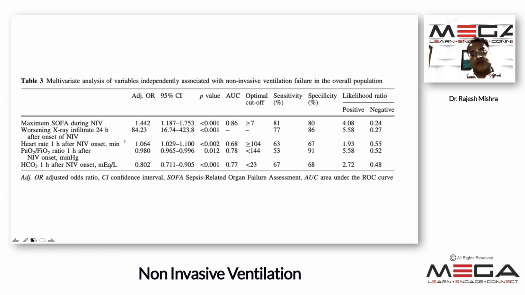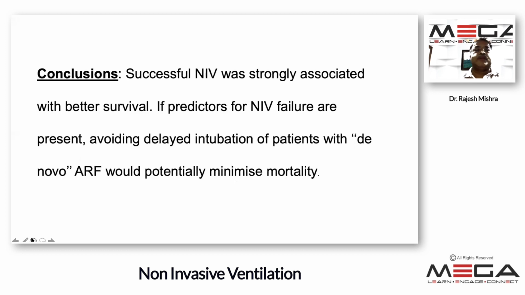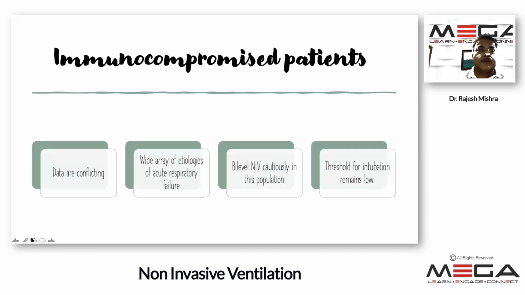But in a selected group of patients, NIV can be successful if they are not very critically ill, their other parameters are stable and they are able to clear secretions. So for pneumonia, initially there was a big no, but now in selected patients who are alert, conscious, can clear secretions, and whose other scores are not very high, NIV can be tried. Immunocompromised patients, initially it was thought that all of them should be given NIV, but now the data are conflicting.